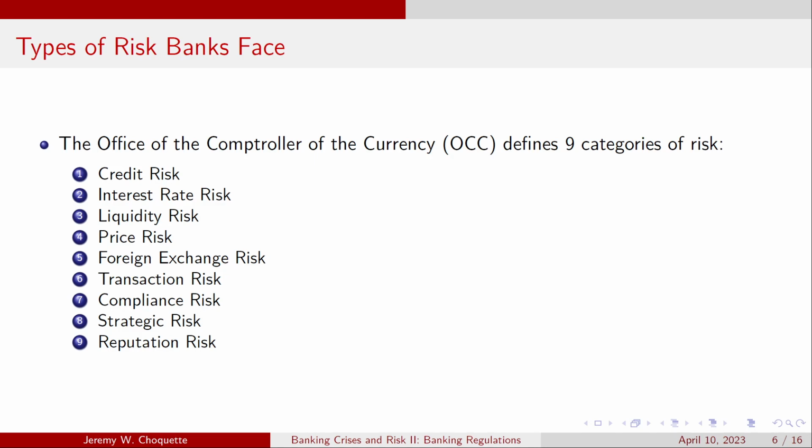Now, a lot of these, pretty much all banks are going to face, like reputation risk, right? If, say, one of your employees does something particularly stupid, that puts you at reputation risk, because it's putting the reputation of the bank at risk with the public. Now, credit risk, that's something we've talked about ad nauseam at this point, where it's really the risk of facing a default. And that's not something that you want. So these nine categories here are listed by the Office of the Comptroller of the Currency.